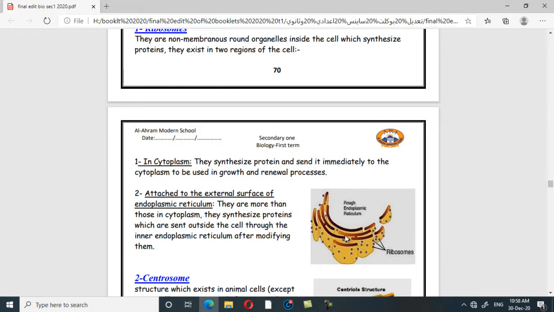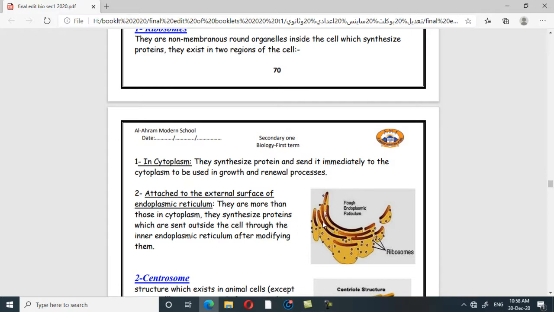Ribosomes are found in two places: inside the cytoplasm or attached to the endoplasmic reticulum. As we said in the last lesson, ribosomes are formed inside the nucleus by the nucleolus, then transferred outside the nucleus to attach to the endoplasmic reticulum. And we have two types of endoplasmic reticulum according to the attachment of ribosomes or not.